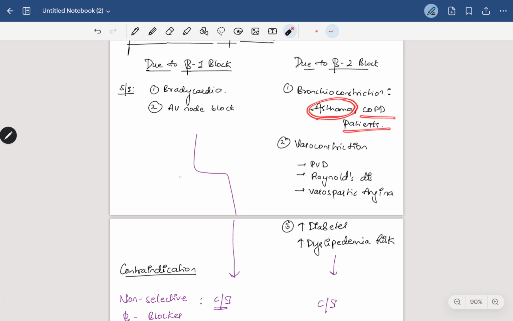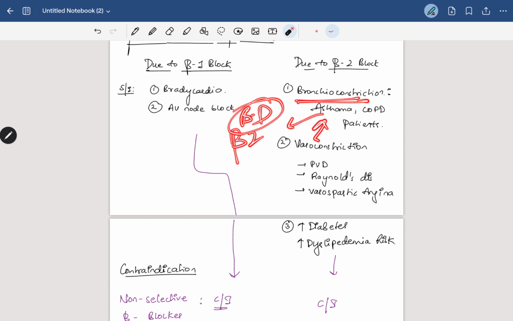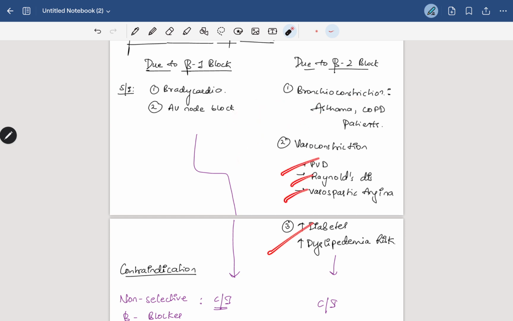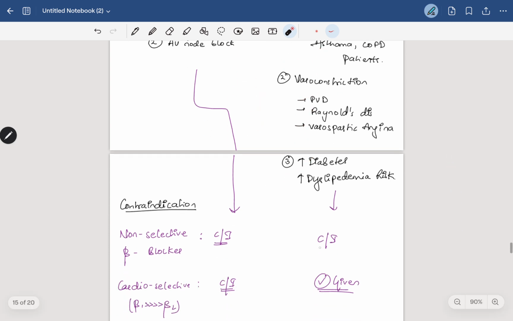If there is an asthma patient and I'm giving him a non-selective beta blocker, what will happen? It will block the bronchodilation. It will further increase the asthma, right? A similar thing applies over here. So therefore, obviously, it is contraindicated in both of these.